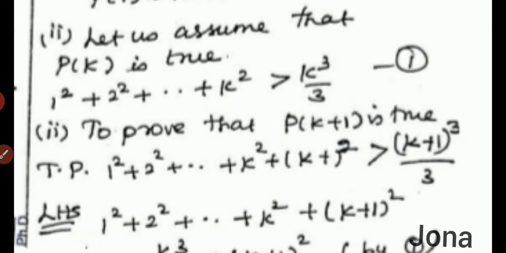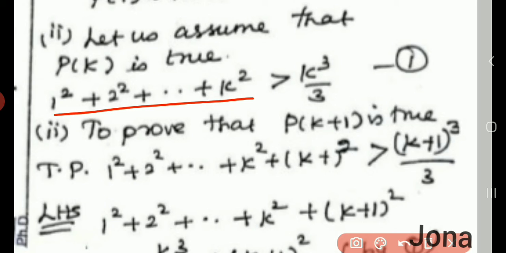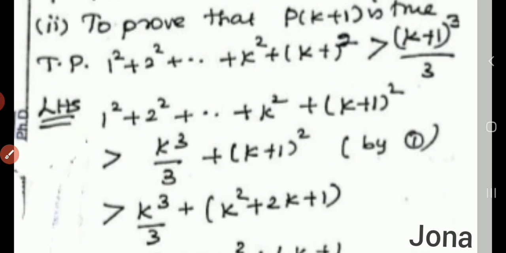The second step we have to take: assume P of k is true. So we have to write P of k. What is P of k? 1 square plus 2 square plus 3 square plus etc. k square greater than k cube by 3. In the place of n we have to keep k. And then we want to prove if P of k is true, that P of k plus 1 is also true. So now we have to change the problem as P of k plus 1.